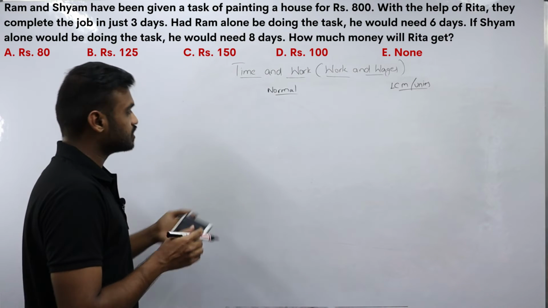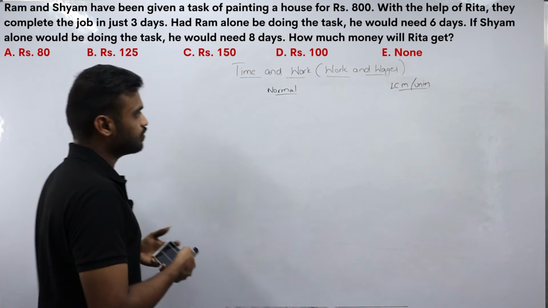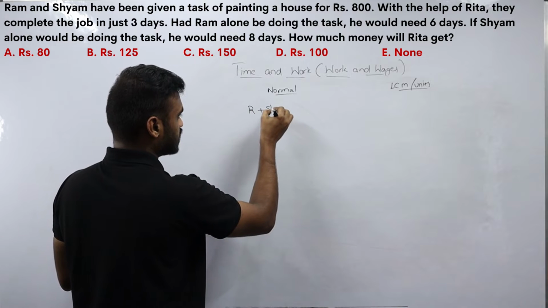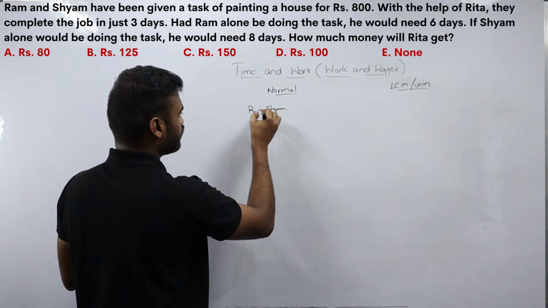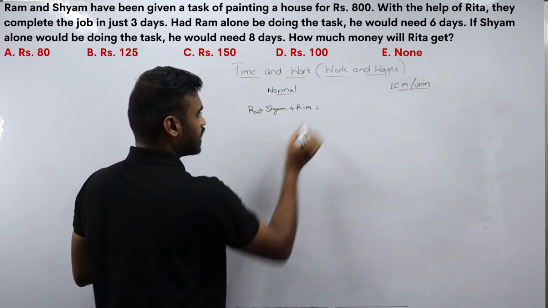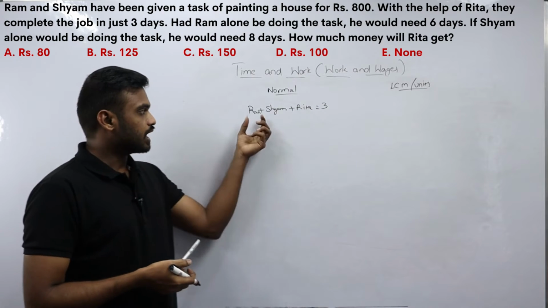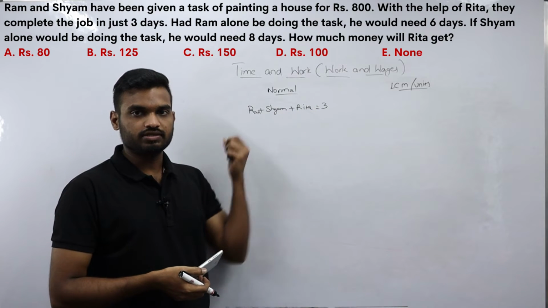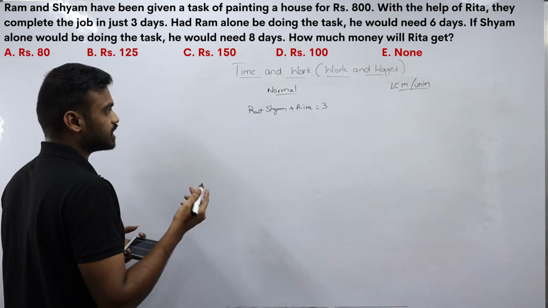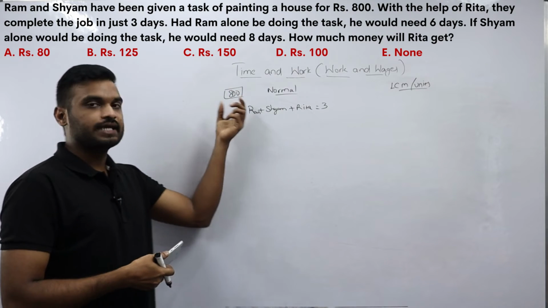Now this question also can be solved in both the normal and the units method, so I will solve it in both methods. They are saying that Ram, Shyam and Rita have completed the total work in 3 days. Ram and Shyam have been given a task for painting a house for 800 rupees. So the total amount of money is 800 rupees.